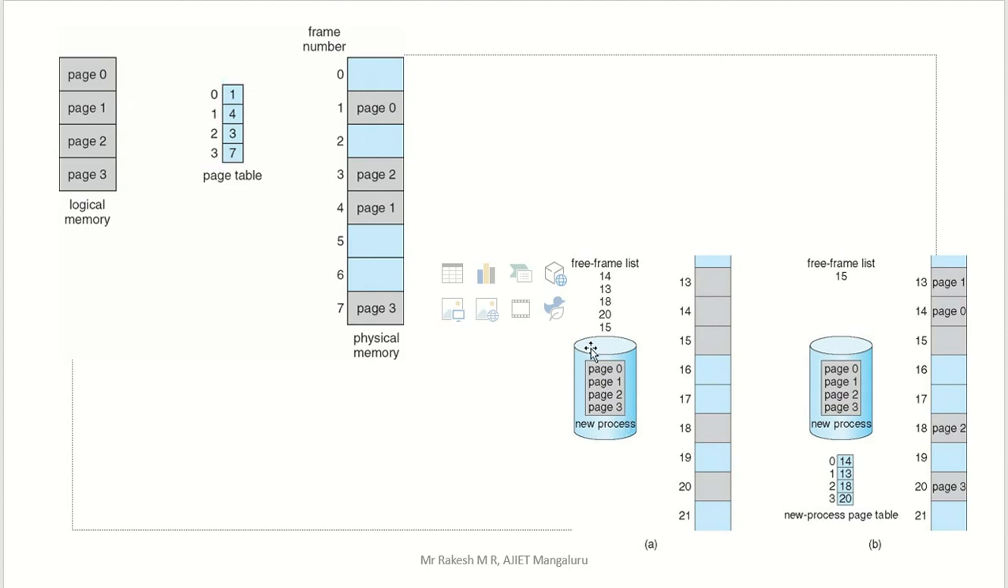Here we have another new process. Here you can see the process. We are dividing it into pages. We are going to store those pages in memory, but in memory we need to know which frames are free, so we have to generate a free frame list. That is called the free frame list. The 14th frame is free, 13th is free, 18th is free, 20th is free, 15th is free. We can store these pages in those free frames. So we have another list called the free frame list, where we get which frames are free in the main memory.